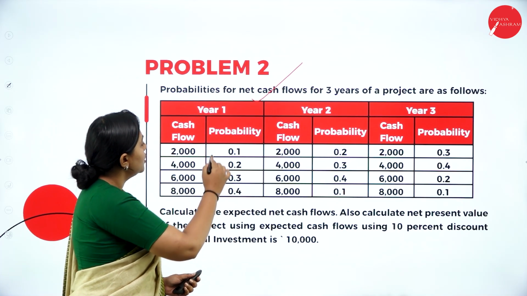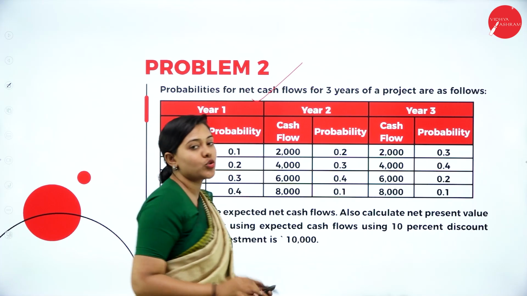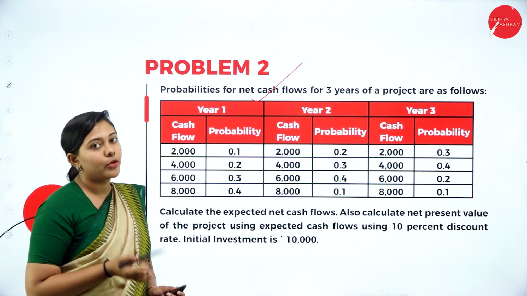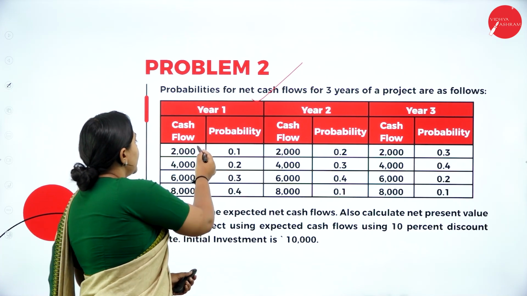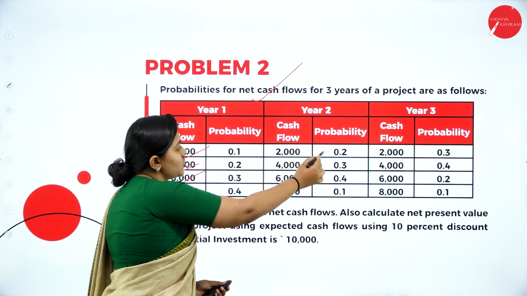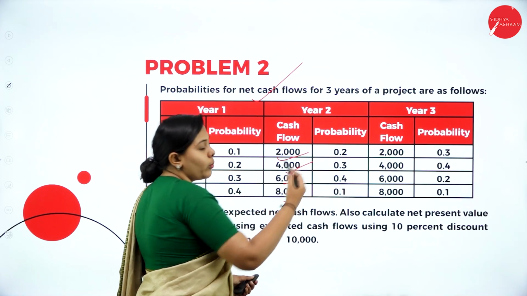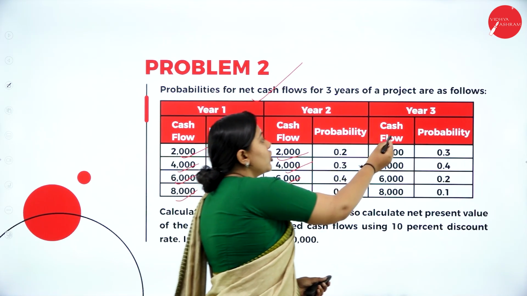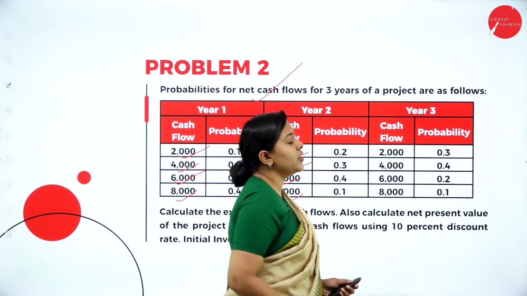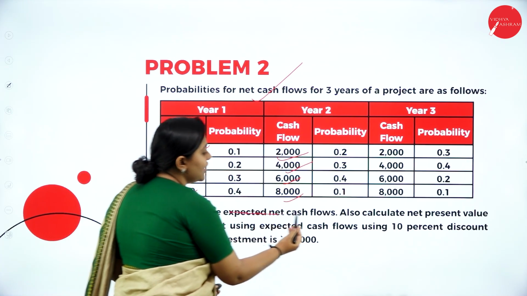A single project is given. So that is your project year 1, year 2 and year 3. So only one project and the number of years is given in the question. Cash flow 2,000, 4,000, 6,000 and 8,000. Probability for second year cash flows are 2,000, 4,000, 6,000 and 8,000. Probability is given in the question. For year 3 cash flows are given, probability is given. Calculate the expected net cash flow.